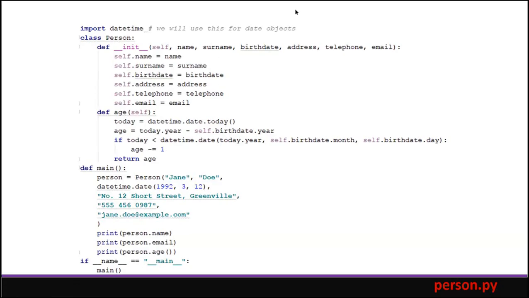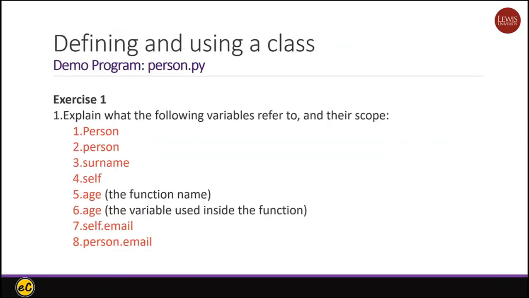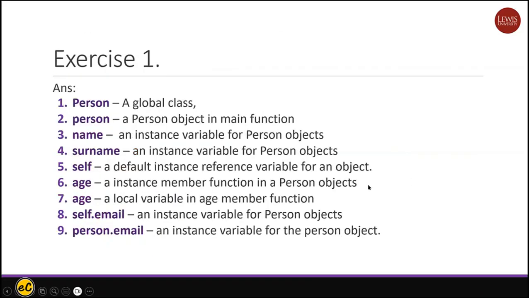So here we have a person class with a constructor. Here are many instance variables, and there is an age function. Your main function creates a person object, and then changes the date. And then you print every data field for the person. Okay, this is how it is defined for the class. Not too hard.